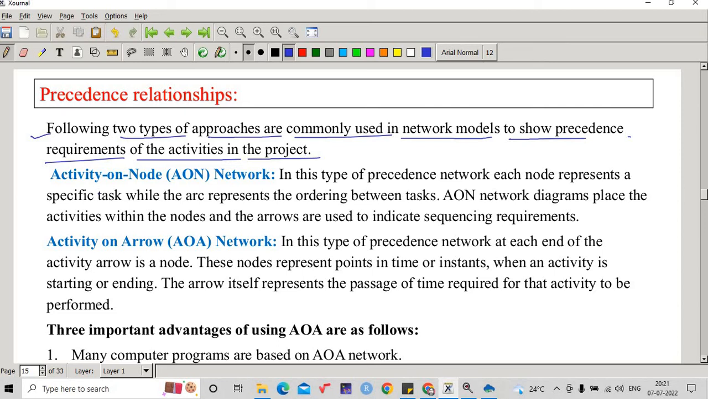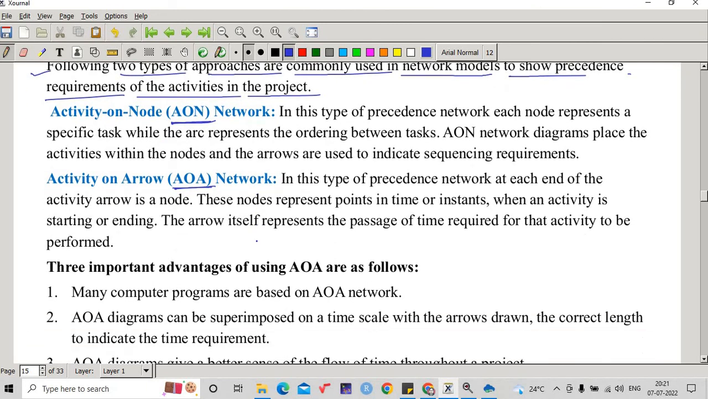Both of the approaches are called the activity on node (AON) network and the activity on arrow (AOA) network. So this is very important for us to understand. In this type of precedence network, each node represents a specific task, while the arc represents the ordering between the tasks. The AON network diagram places the activities within the nodes, meaning events, and arrows are used to indicate the sequencing requirement.